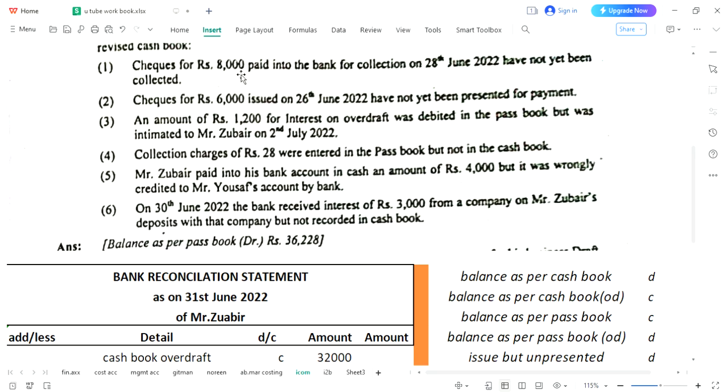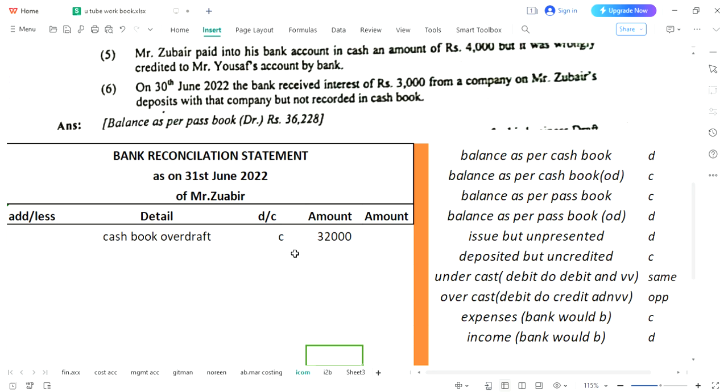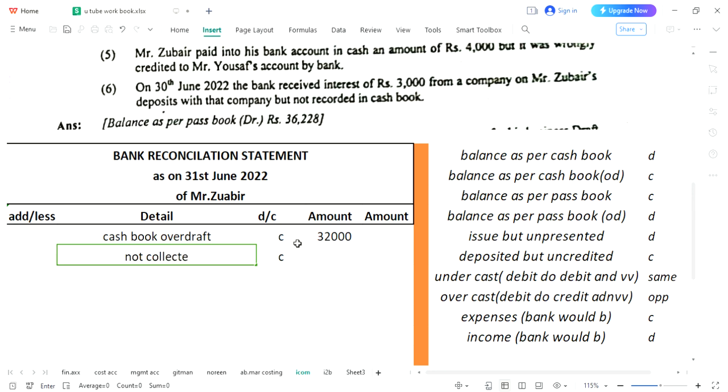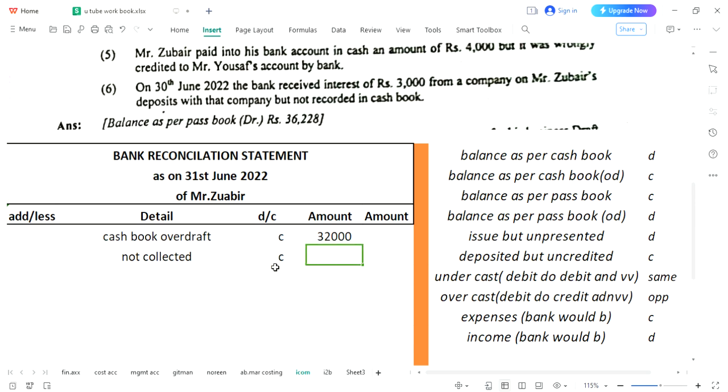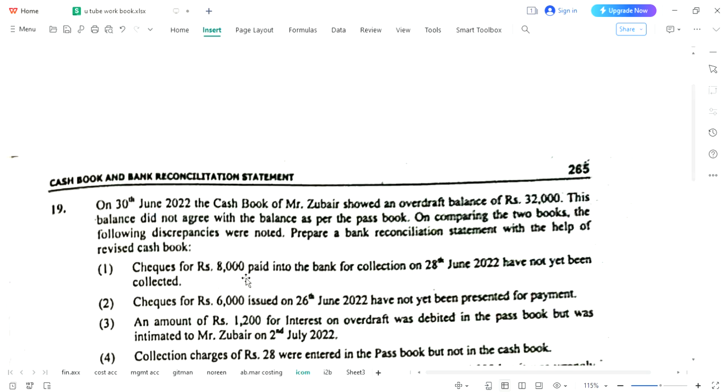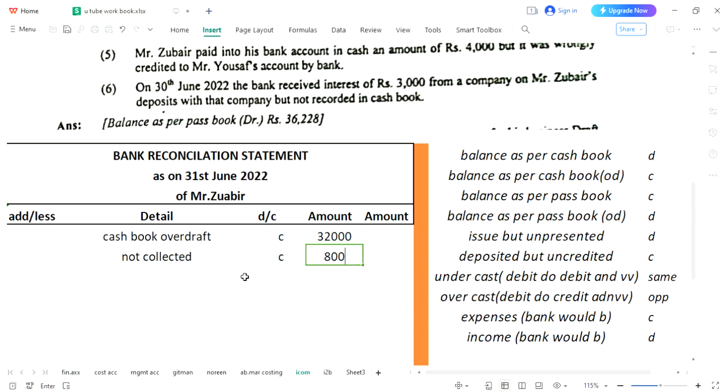Then we have our first statement: checks paid in. Paid in means deposited. What do we search for in deposited? Uncredited checks. And look here, have not yet been collected. So not collected, as usual, the rule is simple: it should be credited. Write it down over here. Not collected or not credited, one and the same thing, deposited but uncredited. These should be credited, and we have written it on the credit side. Let's see how much the amount is. It is 8,000. Put it in the amount column.